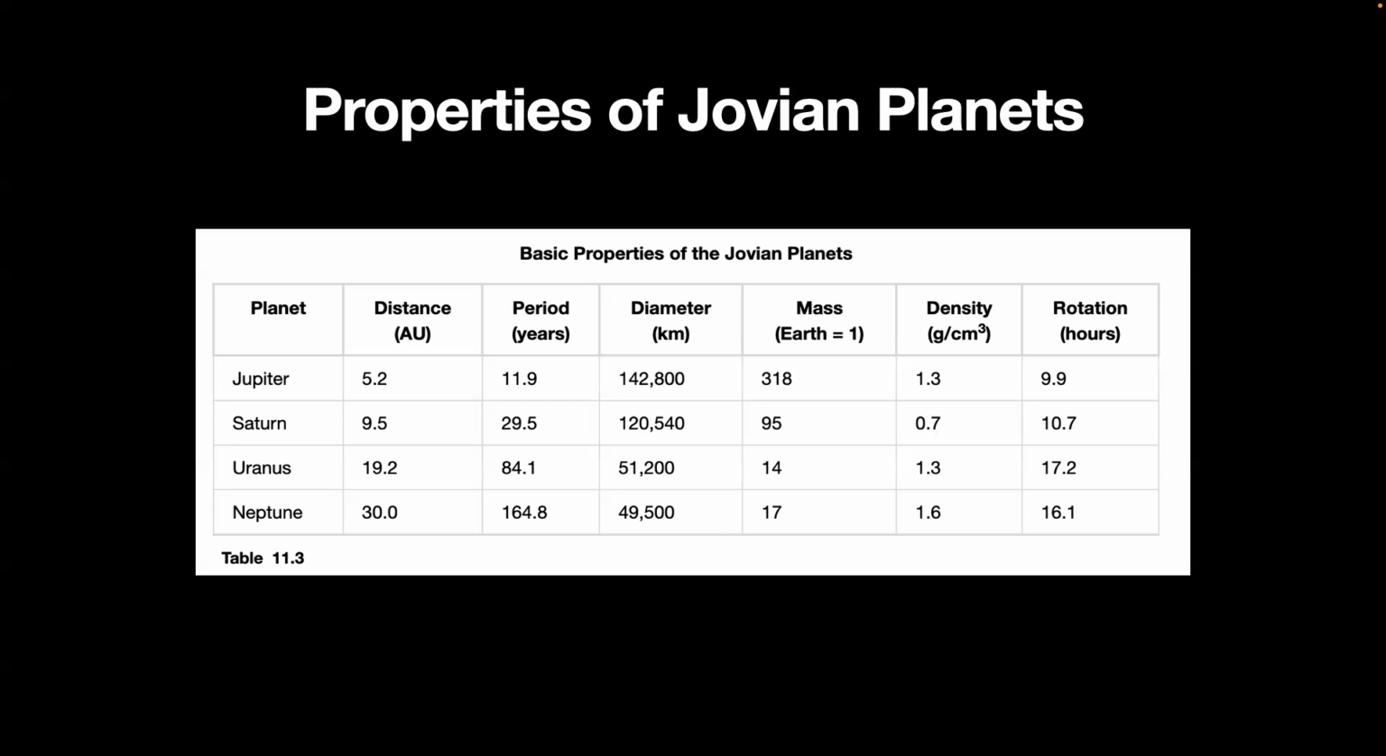All of these planets are very massive compared to Earth. The least massive of these is Uranus, so only 14 times the mass of the Earth. But Jupiter is far and away the most massive of all 8 planets at 318 times the mass of the Earth. All of these planets also have very short days, right? The Jupiter day is less than 10 hours, and Uranus has the longest day of any of the Jovian planets, and it's only just over 17 hours.